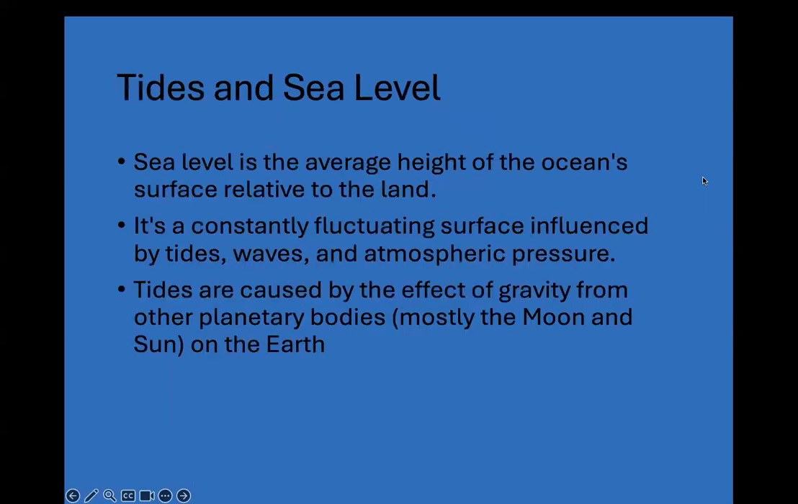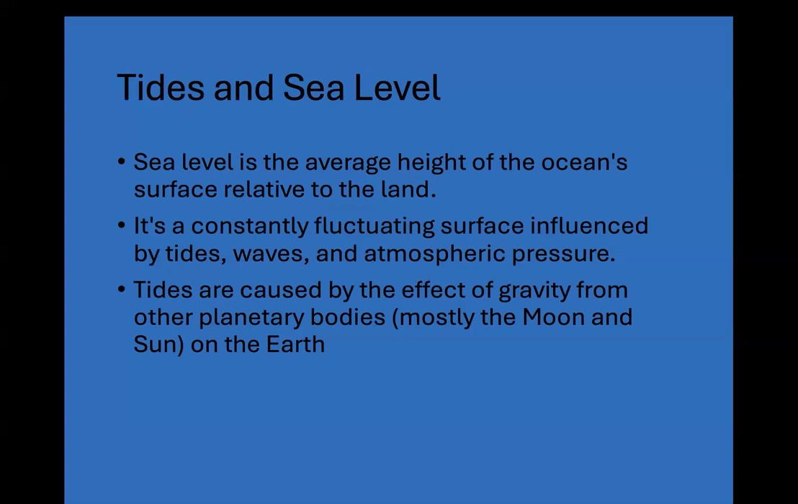Tides are pretty amazing things, and we need to understand something about tides in order to understand how we use vertical datums in the ocean and along coastlines. Sea level is the average height of the ocean surface relative to the land, but that's constantly changing. It's constantly changing due to the tides, of course, and then also due to waves and atmospheric pressure and other effects. But the tides are probably the most important impact in coastal areas.